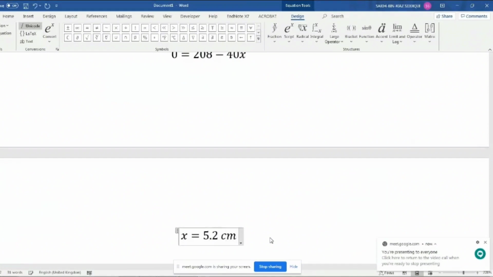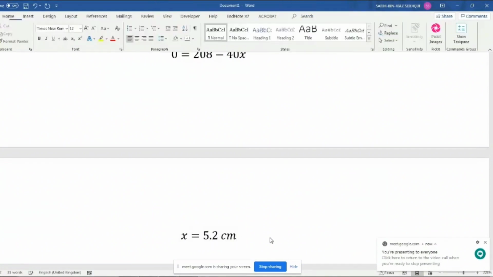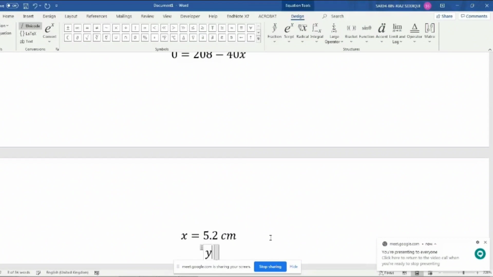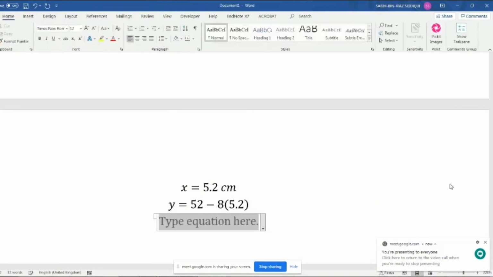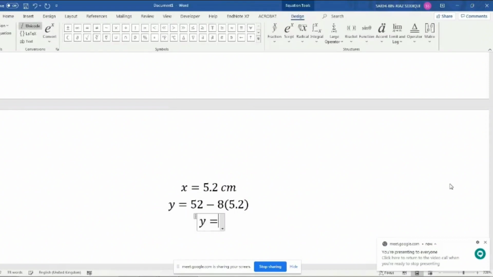The question also asked us the value of y. So what's the value of y when x has this value? 52 minus 8x. Very good. 52 minus 8 into, and we know the value of x is 5.2. What's the value of y? Hurry up, use your calculators. 10.4. Good, Abdullah. 10.4 centimeters. So this is the value of y and this is the value of x.